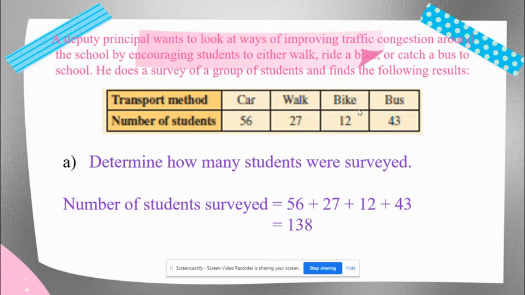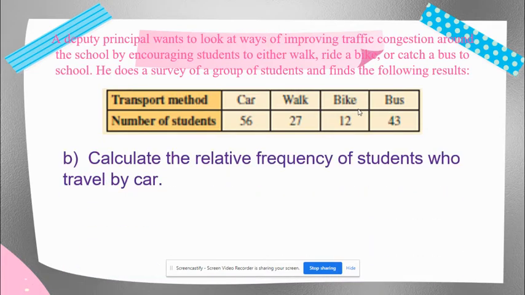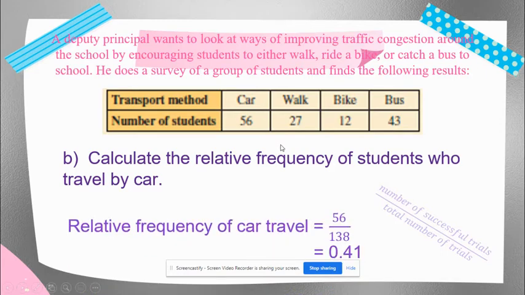So that's going to be now your total. Remember, at the bottom of your fraction. Calculate the relative frequency of students who travel by car. So we take our 56, we put that as our number of successful trials, and the bottom is going to be our total that we worked out. There you go, 56 divided by 138, and you get 0.41, rounded to 2 decimal places.